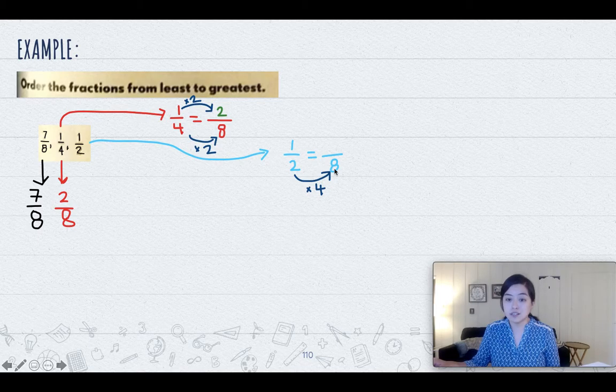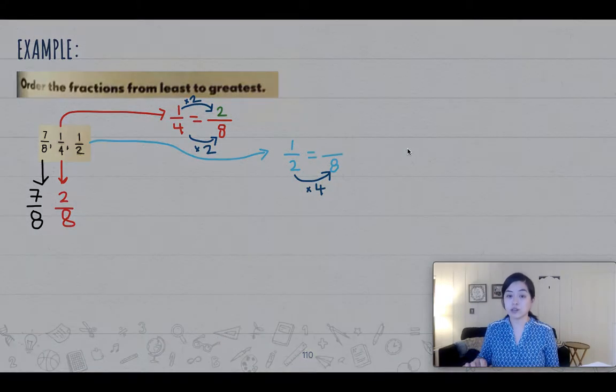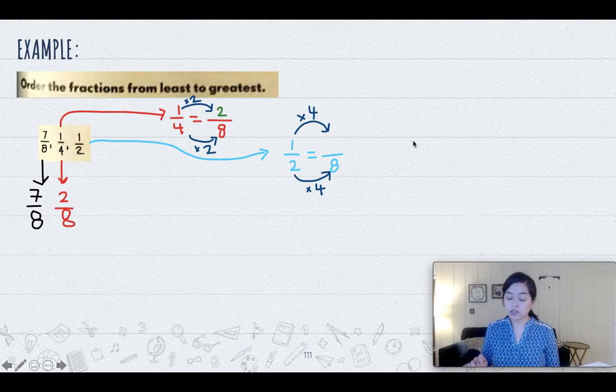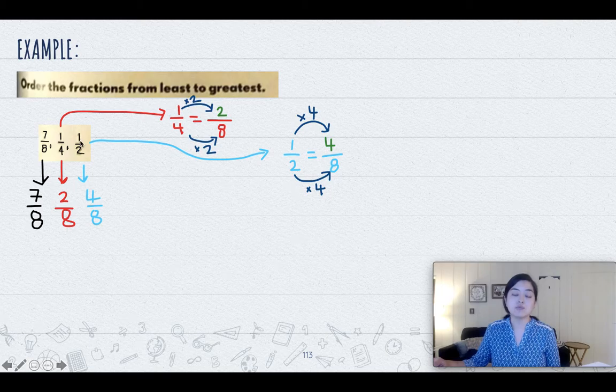Whatever I do to the denominator, I have to do to the numerator. 1 times 4 is 4. So my equivalent fraction of 1/2 is 4/8. And I'm going to write that right here so I don't forget, okay? So my equivalent fraction of 1/2 is 4/8.